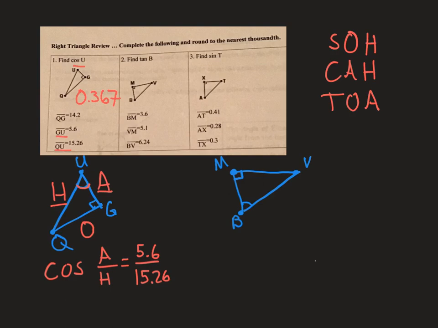And then we have our other one. We have MVB, and we're looking for tan B. So B is this angle here. Our adjacent is going to be this side. Our opposite is going to be this side. And our hypotenuse is this side. Remember that the hypotenuse is going to be opposite the right angle. Adjacent means it is right next to your angle, and opposite means it is on the opposite side of your triangle.